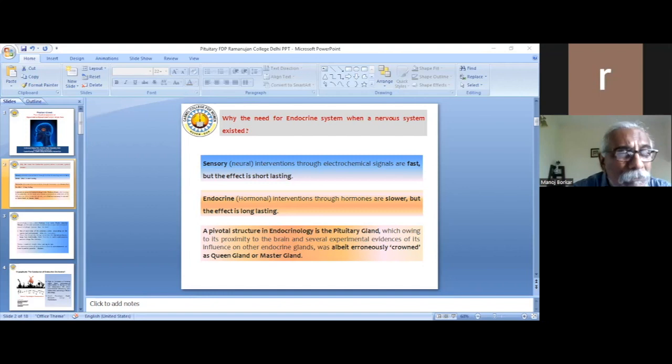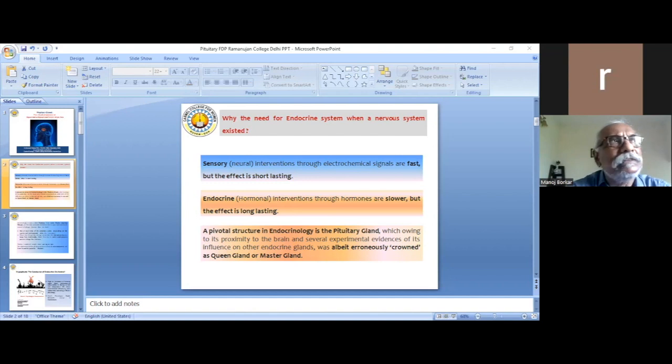So, probably people thought in the beginning that the fact that pituitary is also very close to the brain, it must be the master gland or the queen gland. So this erroneous celebration of the pituitary as a queen gland, or crowning of the pituitary as the master of the endocrine orchestra, is something that needs to be revisited. And that's basically what I'm trying to talk about.